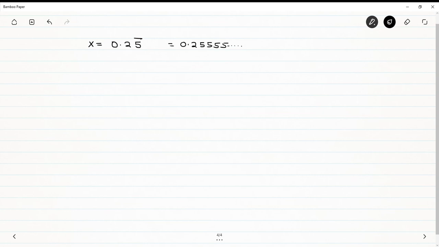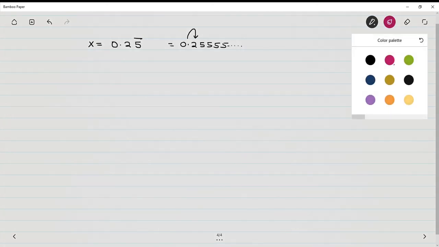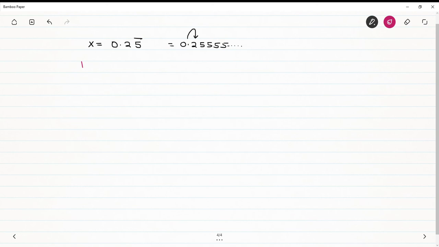So what should we do before we actually apply the previous method? We should try to shift this decimal over here so that the similar rule, that the repetition starts immediately after the decimal, can be applied here also. For that purpose, I am first multiplying it by 10, because after the decimal you can see only one digit is there.